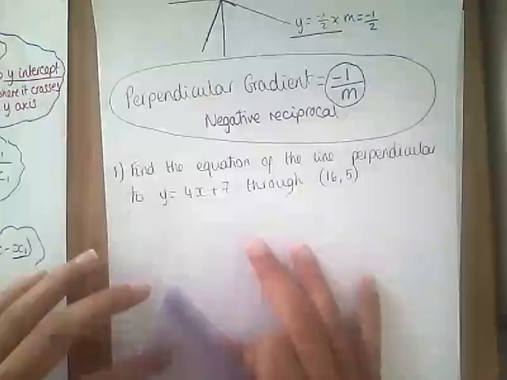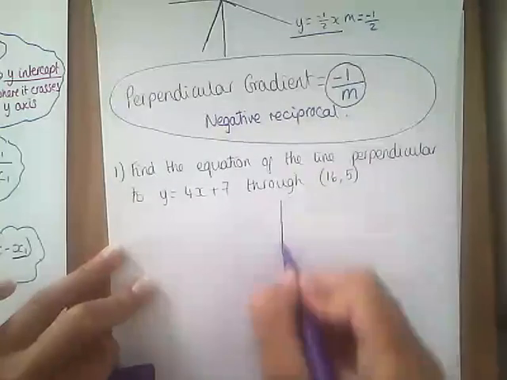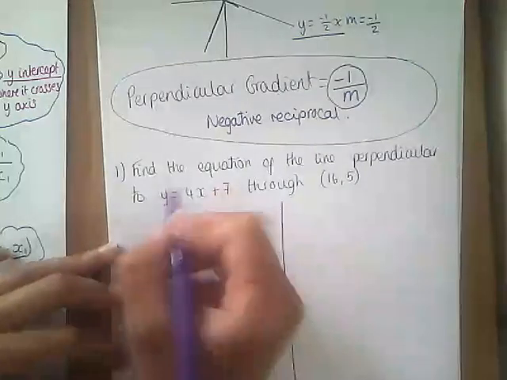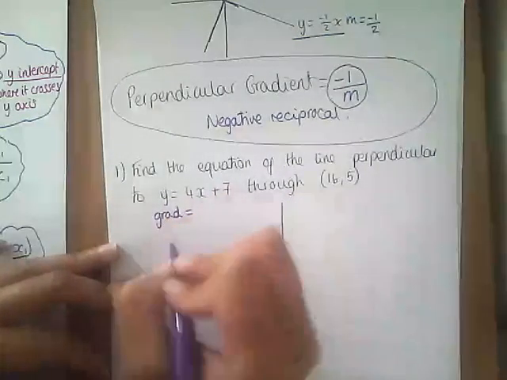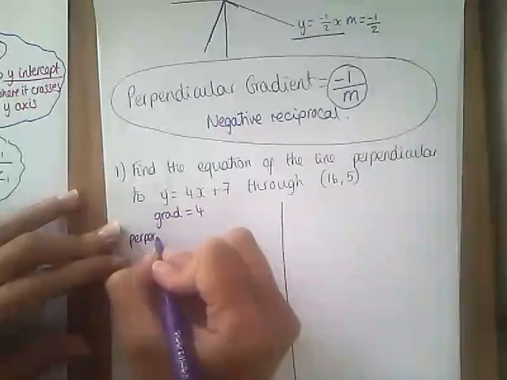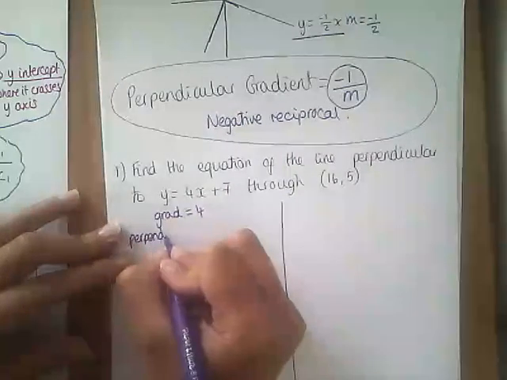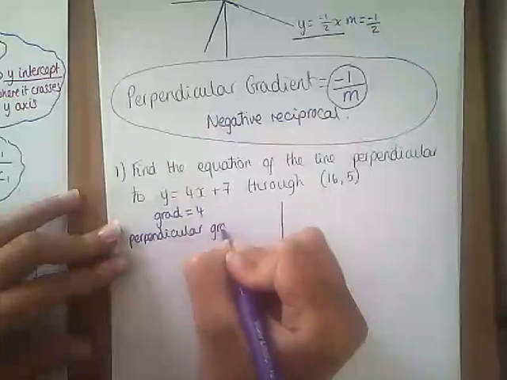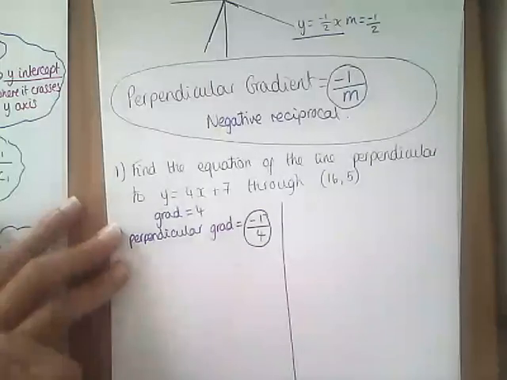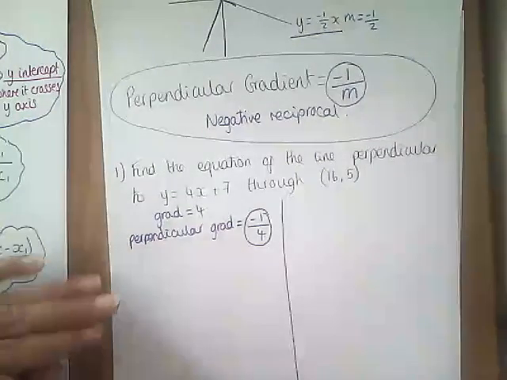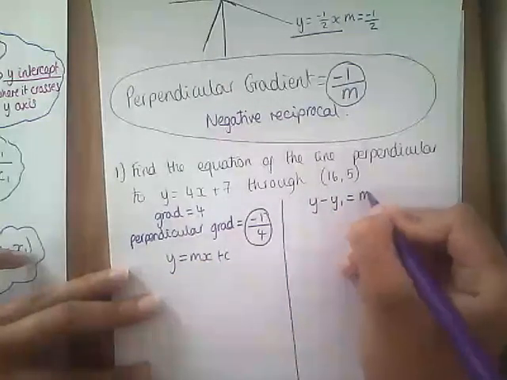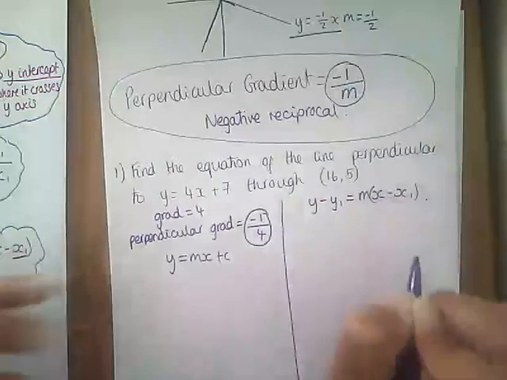So, here we have: find the equation of the perpendicular line to y equals 4x plus 7 through 16, 5. First of all, we're going to look at what the gradient is. So what's the gradient of this line? The gradient is 4. What, therefore, is the perpendicular gradient? The perpendicular gradient is the negative reciprocal, so it's minus 1 over 4. That is your perpendicular gradient. Now I'm going to do this both ways. I'm going to do it with y equals mx plus c, and I'm going to do it over here with y minus y1 equals m times x minus x1. We're going to do it both ways and see which one you prefer.